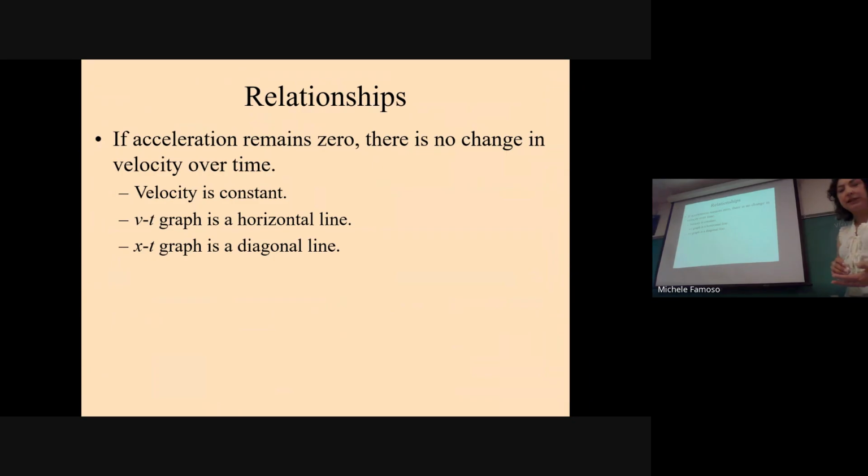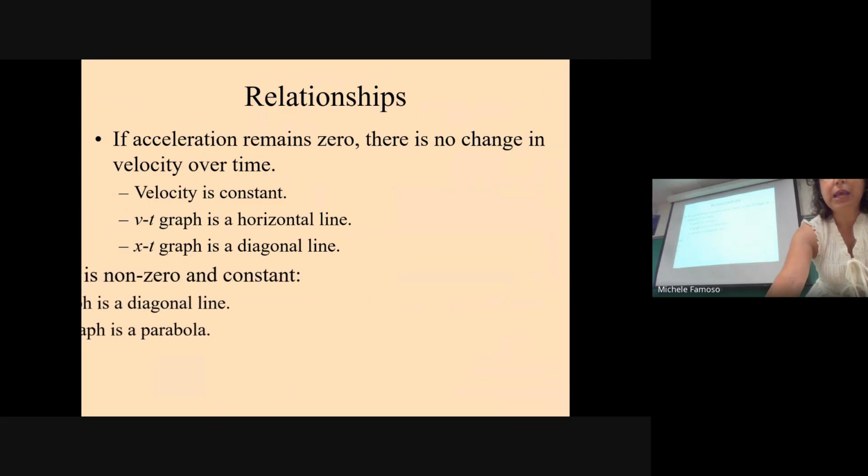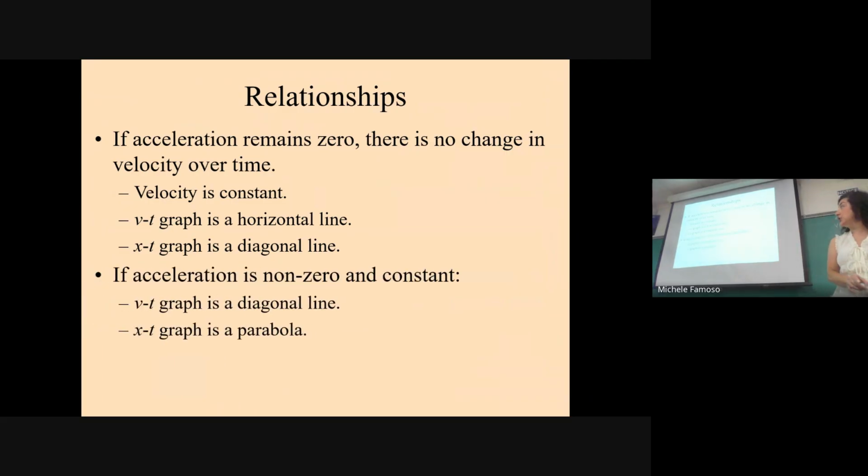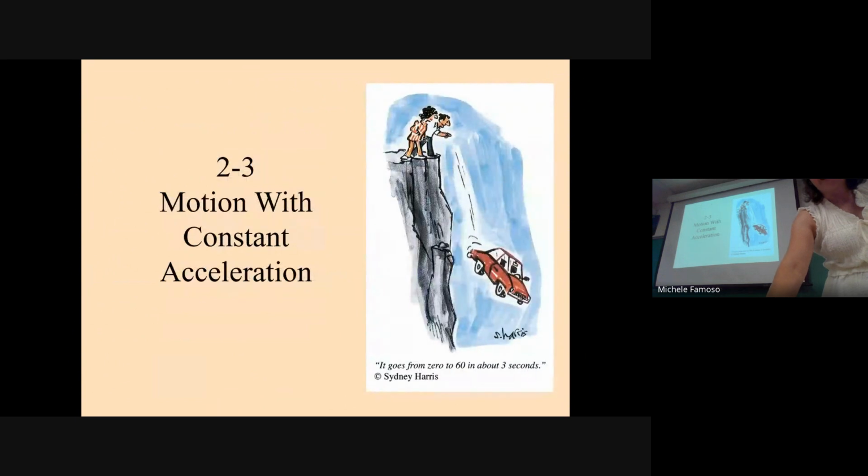So your velocity is constant. So your velocity time graph has to be a horizontal line, and your position time graph would be a diagonal line. Then if your acceleration is not 0, but it's constant, which are all the cases we talked about in your Regents physics course, then your velocity time graph would be a diagonal line and your position time graph would be a parabola.